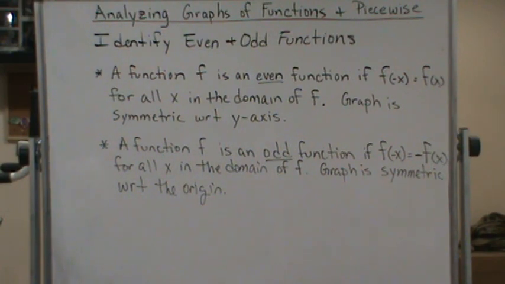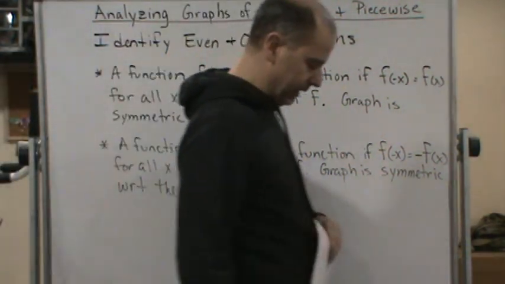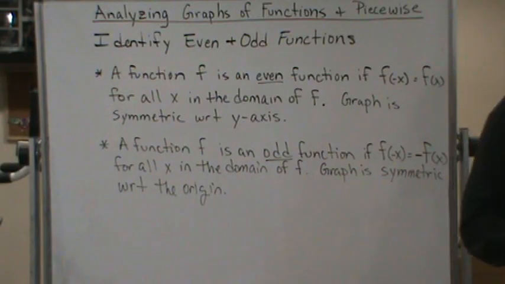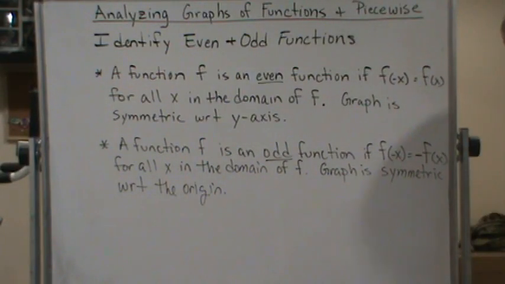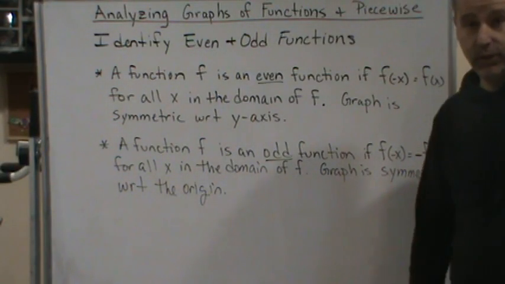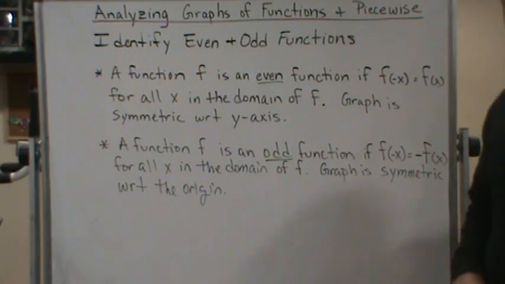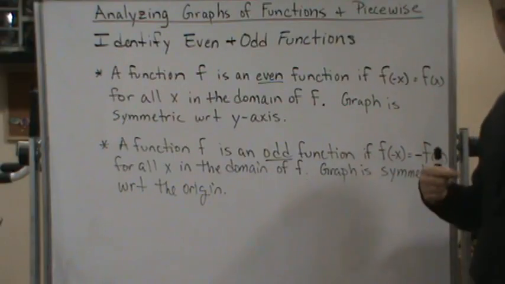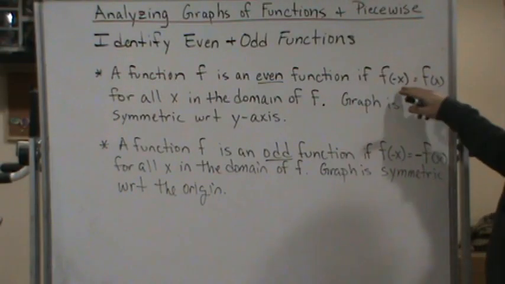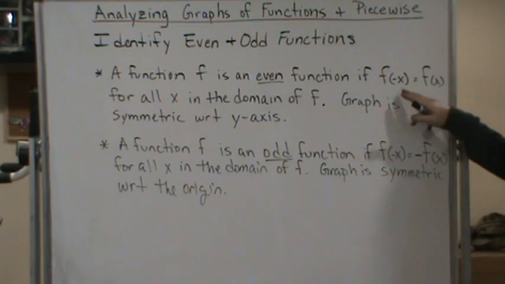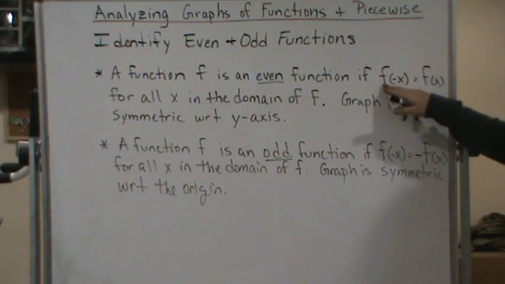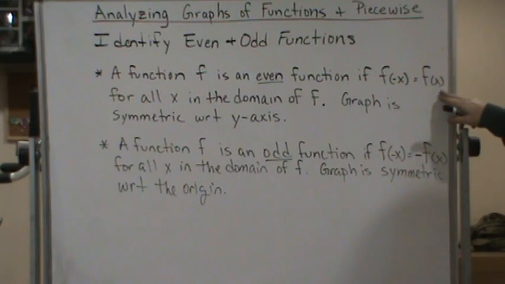All right, welcome back. Now let's talk about even and odd functions. So we want to be able to identify even and odd functions. In this case, there are obviously two, even and odd. So we call a function f even if, when we replace x with negative x, f of negative x equals f of x, so we get the same function back.